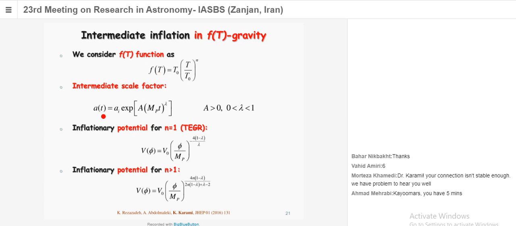For this FT and this intermediate scale factor, according to the background equation, one can find the power law form for the potential for both n equal 1 and n greater than 1, but with different power. The first one, the power is minus 4 (1 minus lambda) by lambda, and the second one, the power is different from the first one. Now, we can examine the prediction of the model in the r-n_s plane.